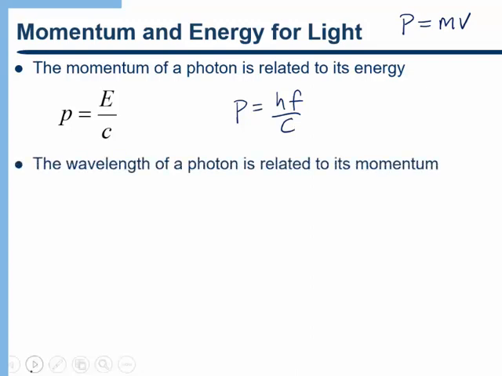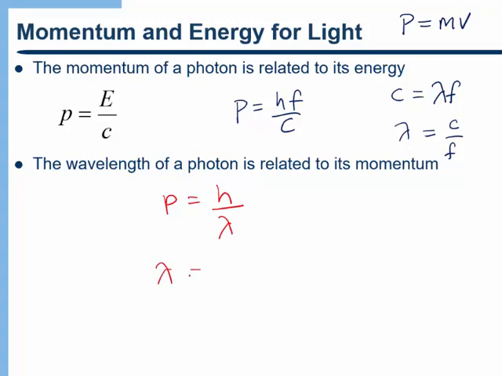We could then take that and relate the momentum of the photon to the wavelength. Remember that since c is equal to lambda f, that means lambda is c over f, or 1 over lambda is f over c. So you'll notice that p is equal to h over lambda, or lambda is equal to h over p. Now, why do we care about that?